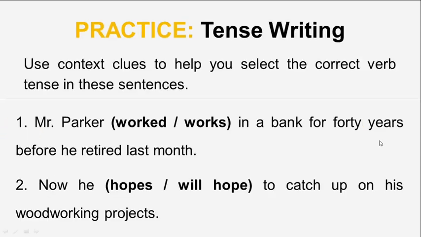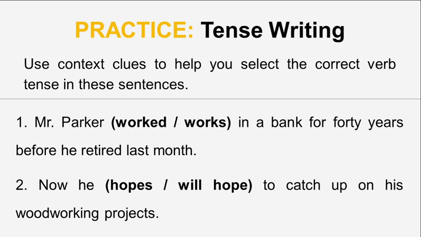Again, before we proceed to the activity, let's have a quick review. We have three simple tenses of the verb: the past tense, the present tense, and the future tense. Do you understand? Okay, now let's move on with this activity. Use context clues to help you select the correct verb tense in these sentences. Are you ready? Okay, let's start.